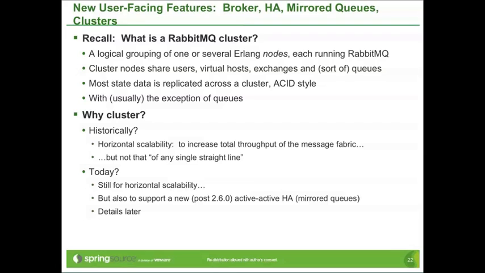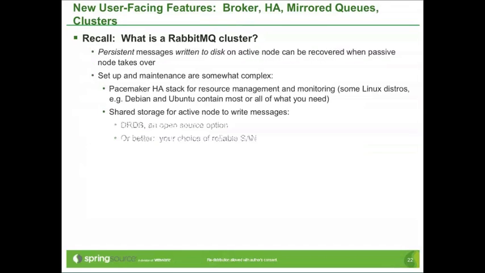So why do you cluster today? Well, the horizontal scalability story still remains true, but also clustering is the basis for the new active-active high availability story, wherein the contents of a queue will be mirrored across more than one node, as opposed to just living on one node and being vulnerable to the failure of that node, as they were in the past.